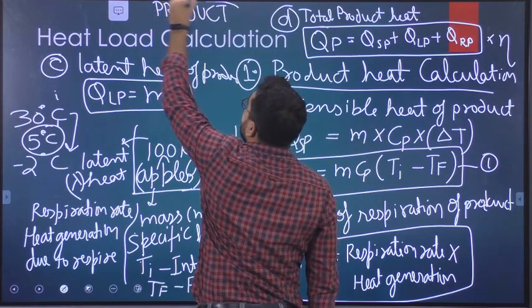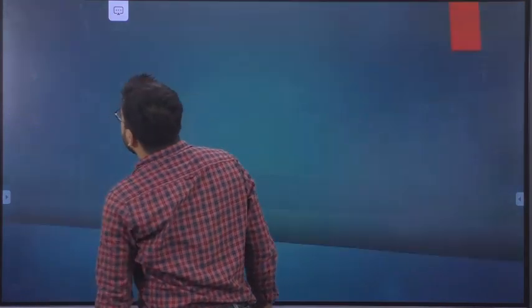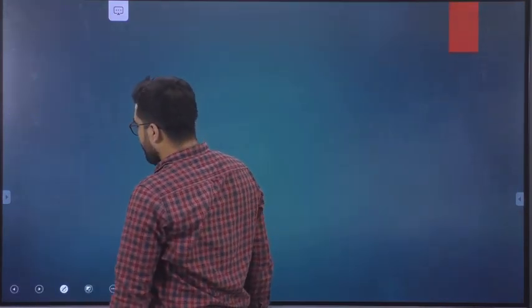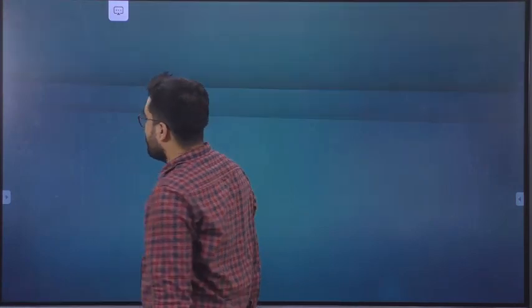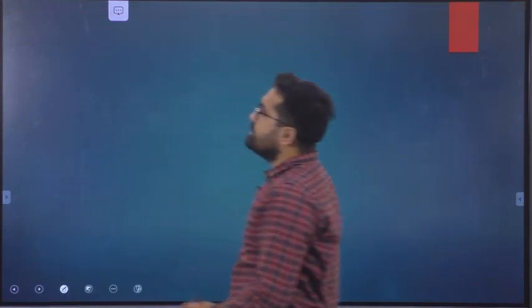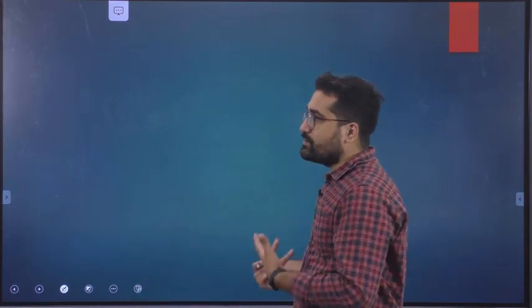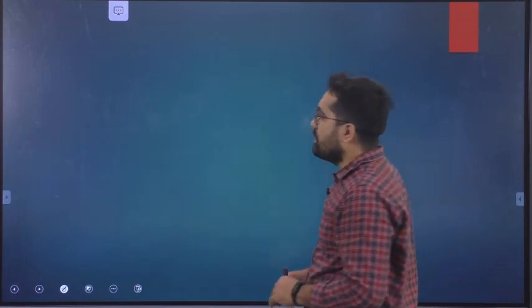But what happens when we are dealing with a freezer? When we are dealing with the freezer, we open it, or a manual entrance will be there inside the room. We unload it, we load it. So that heat also we have to calculate.